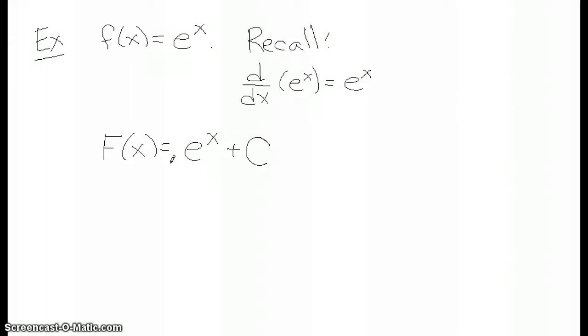The derivative of capital F right here, where C is a real number, the derivative of this capital F right here will be little f. So this is the antiderivative of little f right here. Again, a family of functions. Okay, great. So let's try just maybe one more.